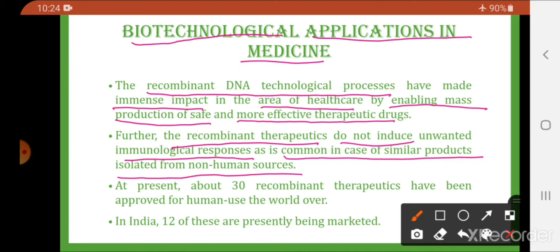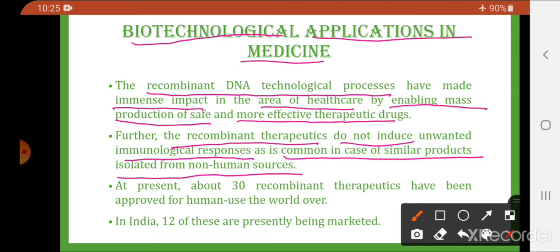So, for example, there is a product, say insulin, which initially was obtained from non-human resources, and nowadays through the use of recombinant DNA technology we are able to produce human insulin itself. So the insulin produced by recombinant DNA technology won't induce the unwanted immunological responses, whereas the insulin isolated from non-human resources will generate some unwanted responses in the human body. So through the use of recombinant DNA technology, what is happening?